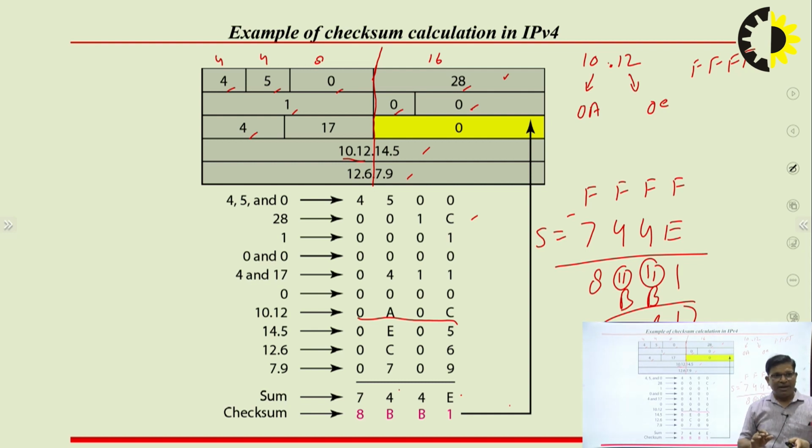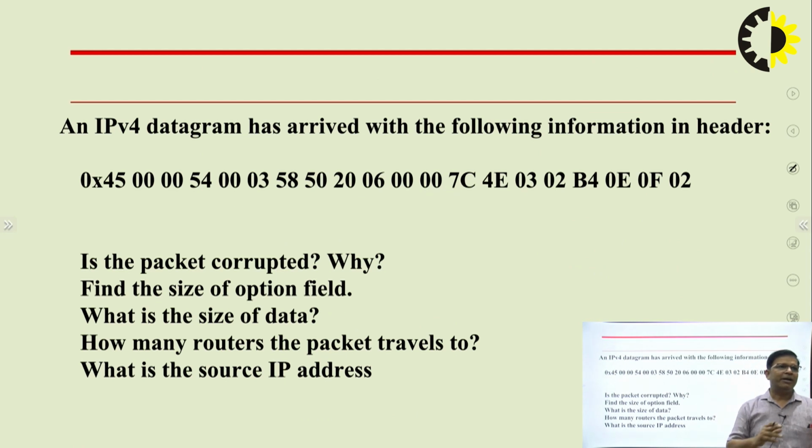So, if at the receiver end the sum of the data word and code word is F, F, F, F, then the data has no error. Otherwise, the data contains some error. Okay, so now let's calculate this question.